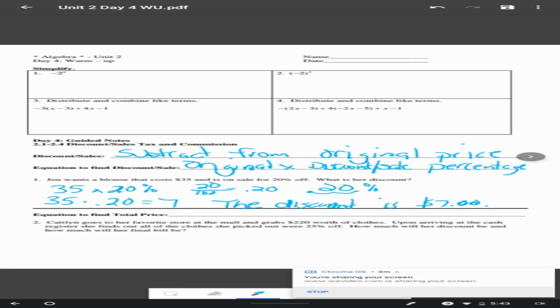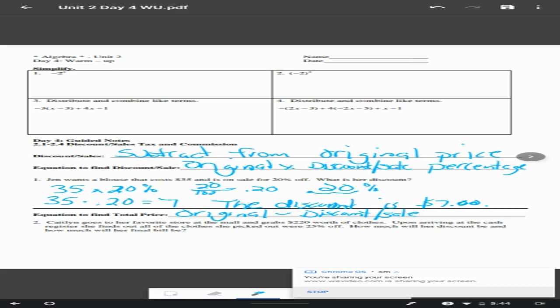And then to find the total price now, this is when we're going to actually subtract. So we take my original and we subtract what I found would be my discount or my sale. So I believe this next one we find the total price. There we just found the discount, and now we're going to subtract to find my total.